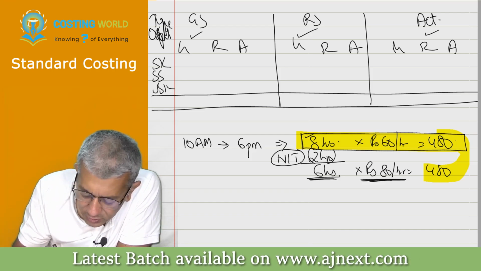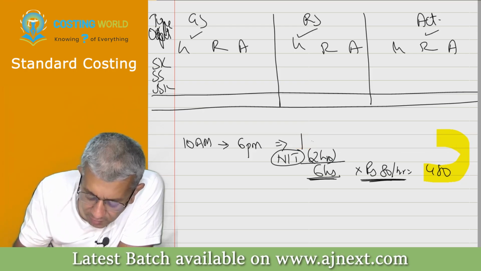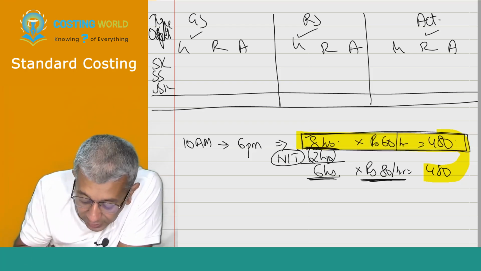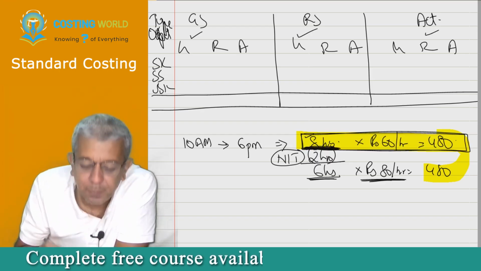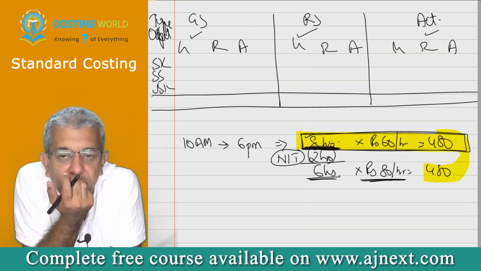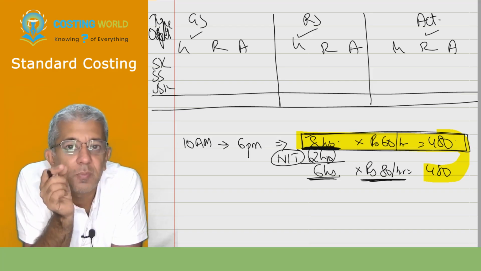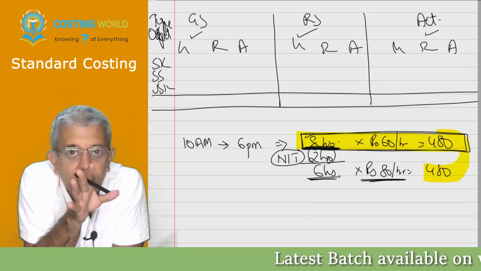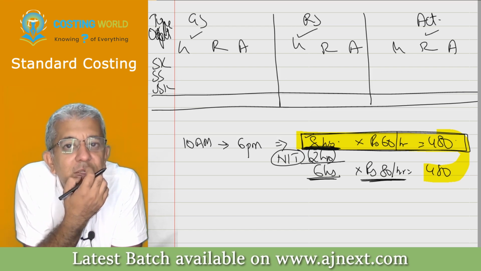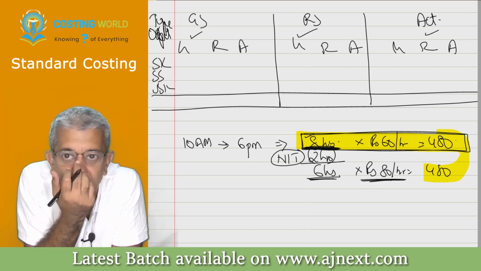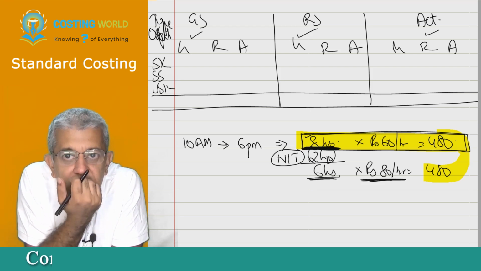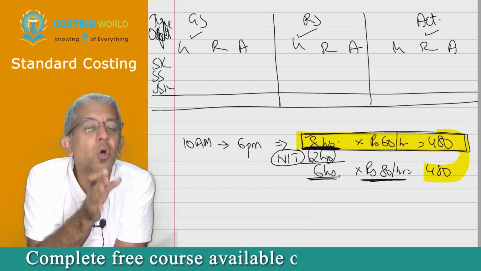Now the impact of this system is that workers always get paid for 8 hours. Wherever we record the time of workers, we always record the time that includes normal idle time.